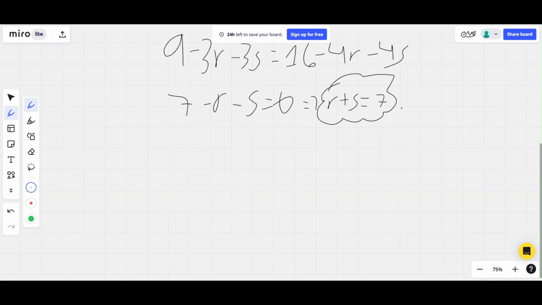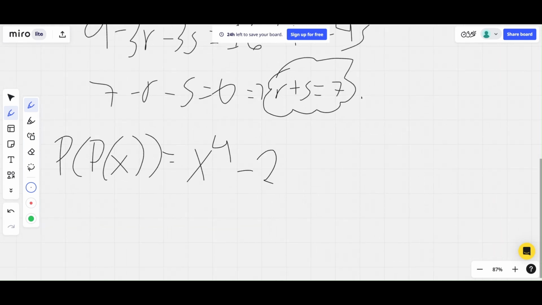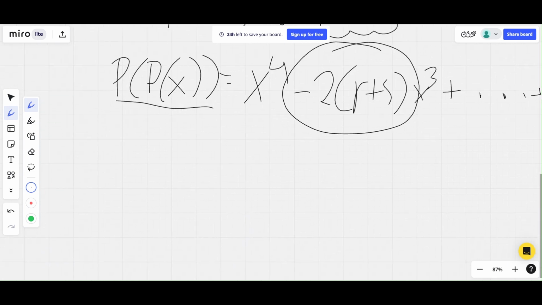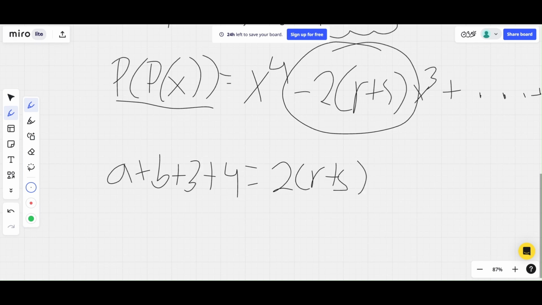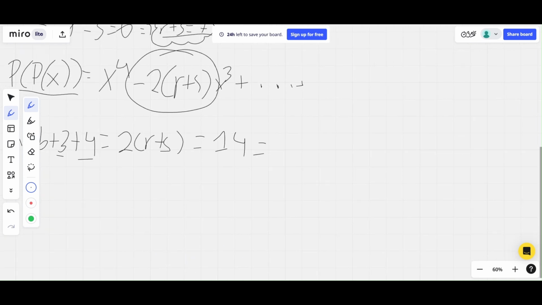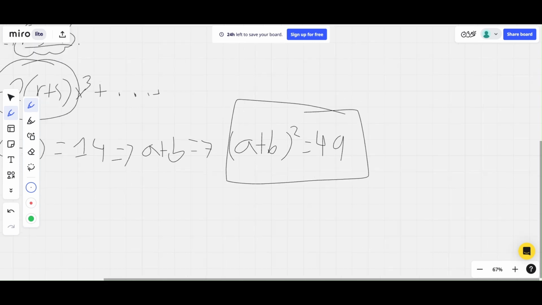I think the most obvious application here would be to write the first two coefficients of p of x. If we have p of x, then we're going to have x to the power of 4. Since p of x equals x minus r times x minus s, the next coefficient is going to be negative 2 times r plus s, times x cubed, and then some other complicated stuff added on. What we really care about is this coefficient, because it tells us that the sum of the roots of p of x, which are a, b, 3, and 4, equals 2 times r plus s. We've already established that r plus s equals 7, so this equals 14. And 14 minus 3 plus 4 equals 7. So a plus b has to equal 7, and then for this case, (a plus b) squared equals 49. So that's what we got for the first case.